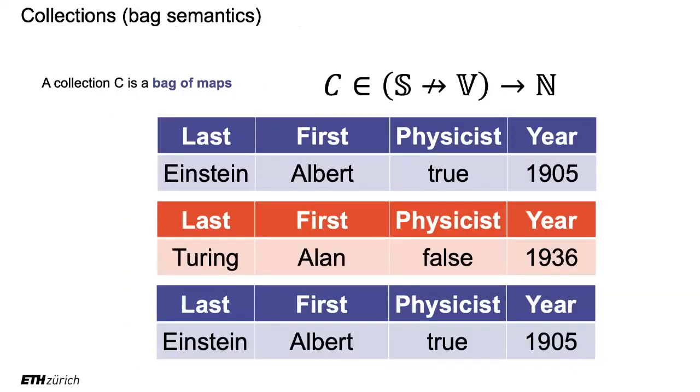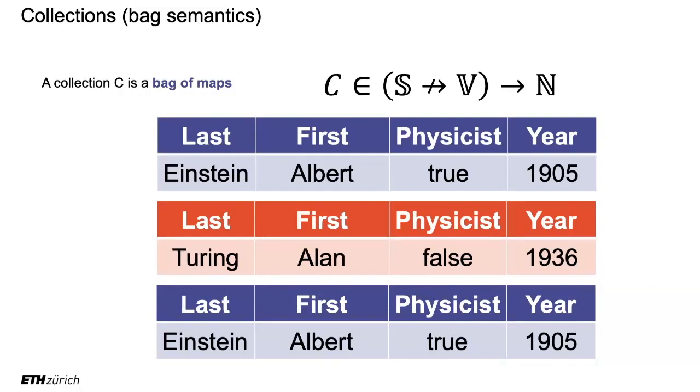Now, I told you last time that there are people who like to slightly alter the semantics here and say, if we want to allow repetition of maps, I want to allow for some map to occur multiple times, for some records to occur multiple times. This is fine. Then I just define my collection as a bag of maps. You remember that with bags, we allow multiple occurrences. So in that case, you see this map, last Einstein, first Albert, physicist, true, year 1905. It appears twice, right? In the first and third position on the screen.